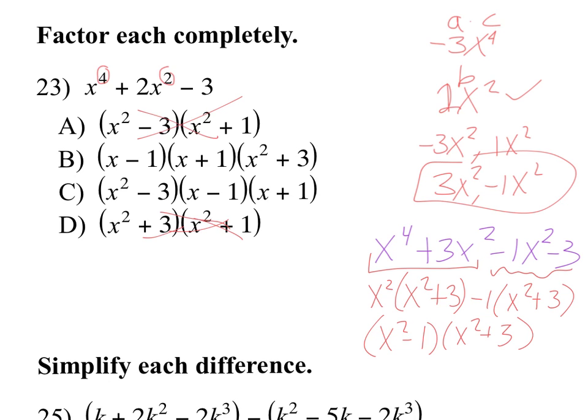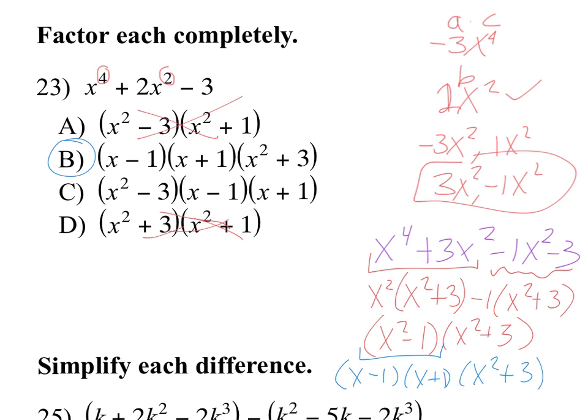But that's because x squared minus 1 is factorable again. X squared minus 1 factors into x minus 1 and x plus 1 because of difference of two squares. Or if you wanted to factor that out, you could. X squared plus 3 would be my other piece. So in fact, we're looking for choice B.